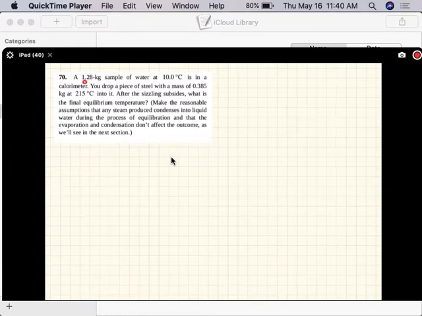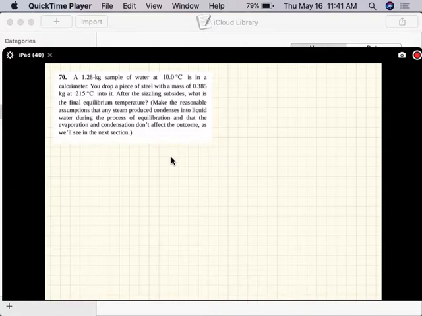Okay, so this problem says a 1.28 kg sample of water at 10 degrees Celsius is in a calorimeter. You drop a piece of steel with a mass of 0.385 kg at 215 degrees Celsius into it. After the sizzling subsides, what is the final temperature, the equilibrium temperature? Make the reasonable assumption that steam produced condenses into liquid water during the process of equilibrium and that the evaporation and condensation don't affect the outcome, as we'll see in the next section.